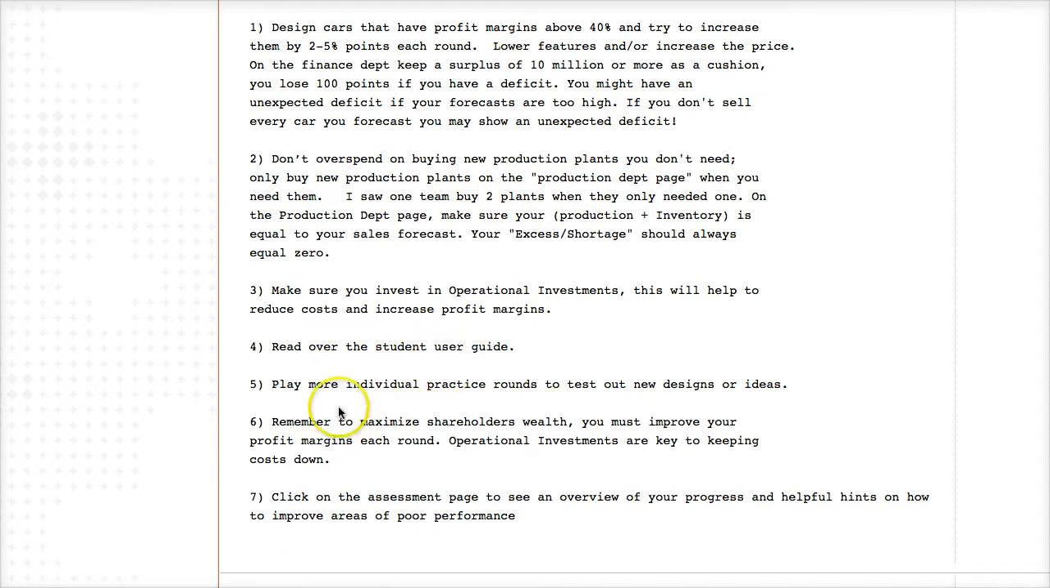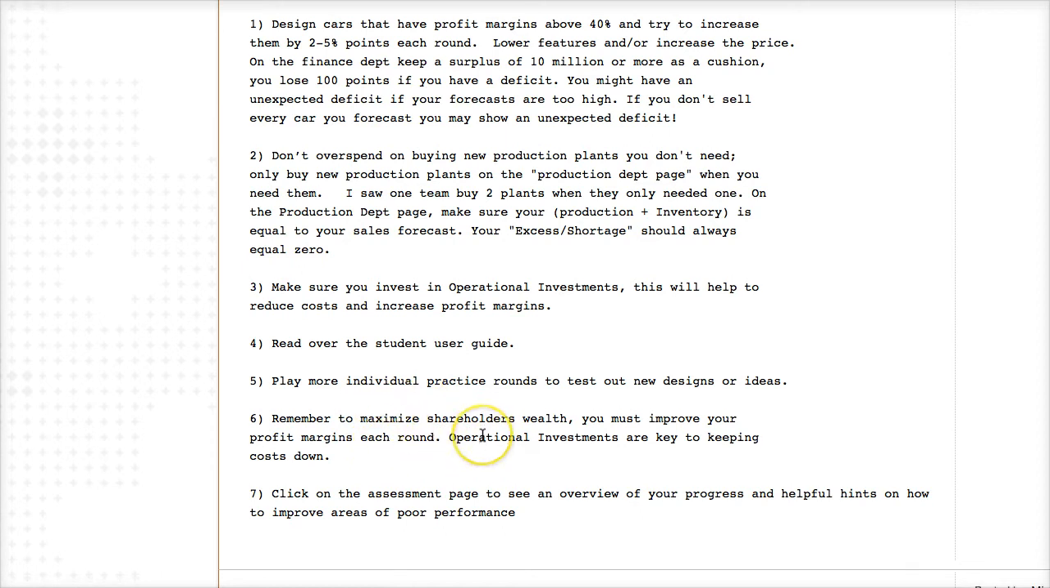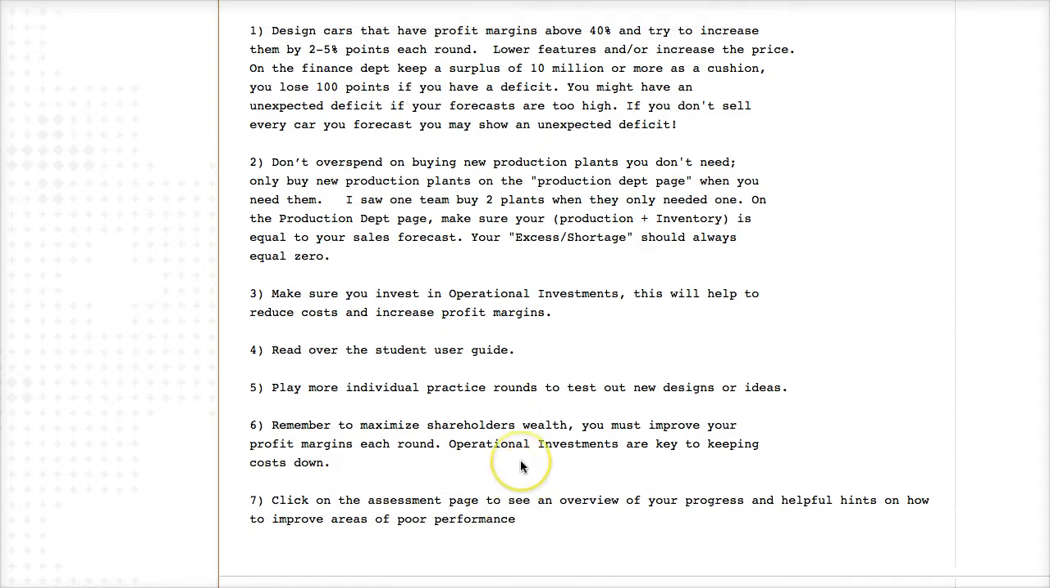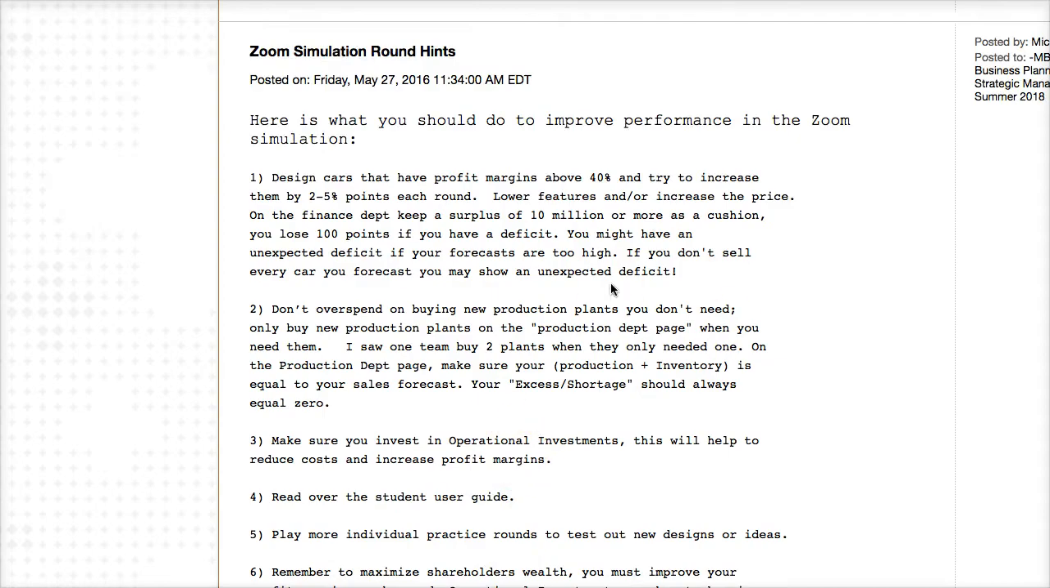You're reading over the student user guide. You're playing individual practice rounds. You're trying to remember that you're focused on maximizing shareholders' wealth, improving those profit margins. And you're clicking on your assessment tab to review your performance. So here are my hints on how to do better.